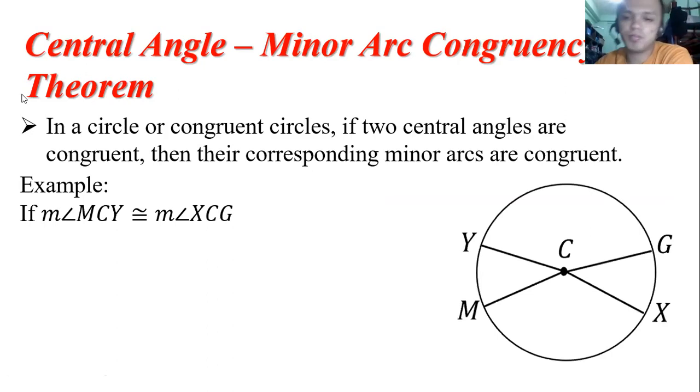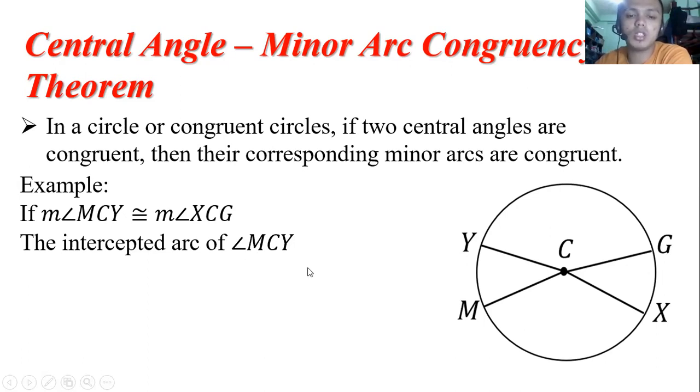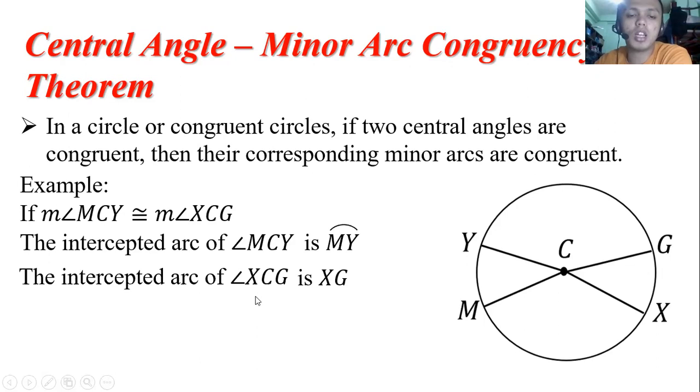Example here. We have a circle C. In circle C, we have angle YCM as a central angle and GCX as a central angle also. The minor arc of central angle YCM is YM, and the minor arc of central angle GCX is GX. Now, if measure of angle MCY is congruent to measure of angle XCG, therefore the intercepted arc of angle MCY, which is MY, and the intercepted arc of angle XCG, which is XG, are congruent.